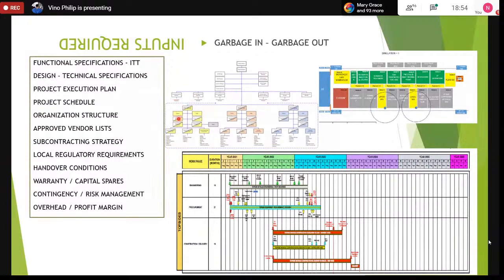The discipline leads have the discipline organizations which are located in different parts of the world, and under them there are other personnel. So we have to define this organization chart properly, and that organization chart has to be available during these months at different stages of the project at different locations.